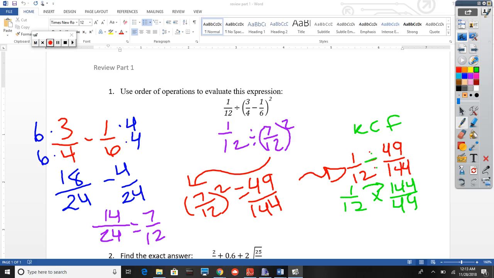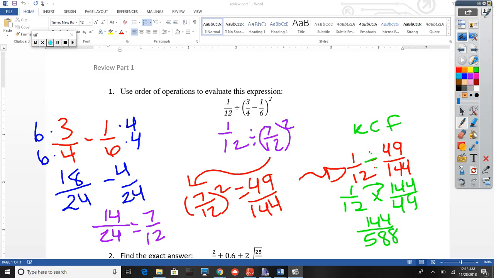So 1 times 144 is 144. 12 times 49. Well, let me calculate it out. Let me see if I can find one. Where's my calculator? 12 times 49, which is 588.